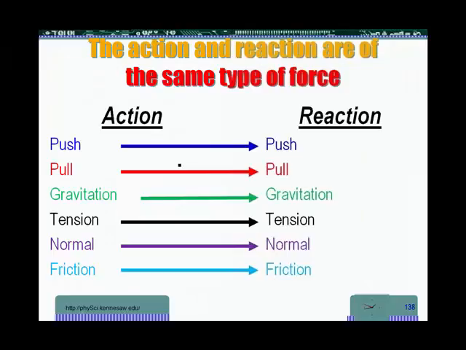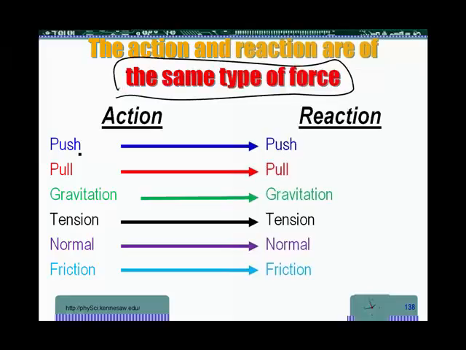Now, the last important qualifier: they have to be of the same type of force. If my action is a push, my reaction should be a push. If it is a pull, my reaction is a pull. But push and pull are not really a good definition of types of forces. I'm using them here because they are used quite often.